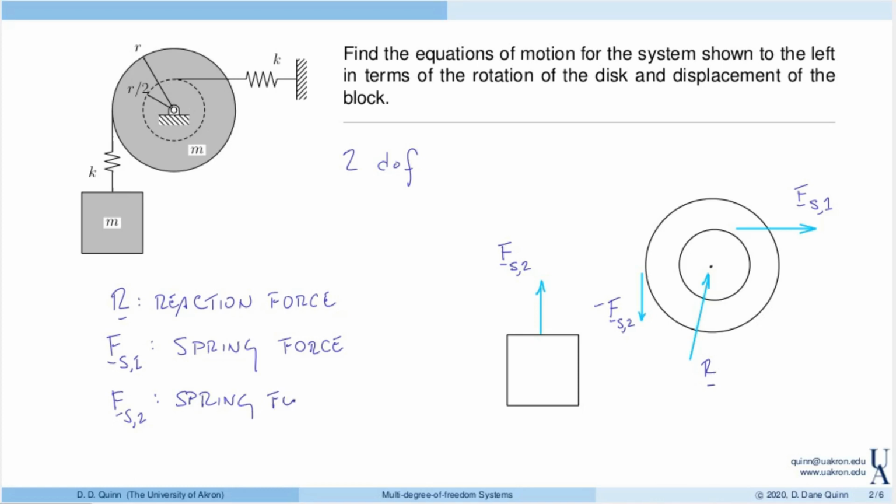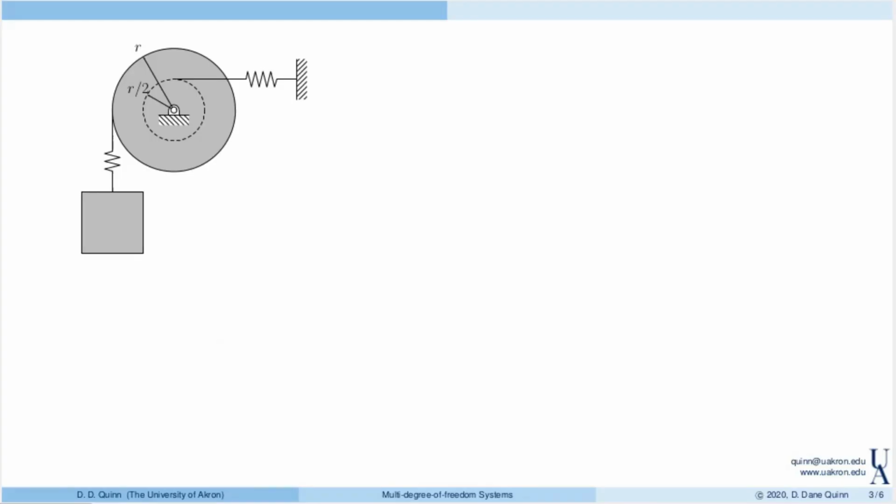So now, just kind of thinking ahead, this disk rotates, so we'll need a coordinate that describes the rotation. This block moves up and down, so we will need a coordinate that describes its motion. And then if I look at these forces, the spring forces come from constitutive laws, so we'll have to also measure the stretch in each of these 2 springs. The reaction force is not derived from a constitutive law. Instead, we'll just have some unknown components. Okay, so let's go and do that.